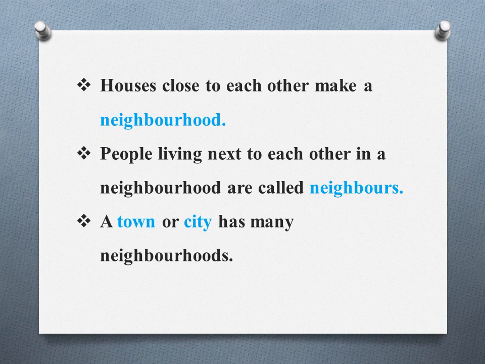Houses close to each other make a neighborhood. What is a neighborhood? Houses close to each other make a neighborhood. Next to our house, one more house is there. Continuation of houses makes the neighborhood. We will say these are our neighbors, right? People living next to each other in a neighborhood are called neighbors. And he is our neighbor, she is our neighbor, okay? Because he or she lives next to our house, right?